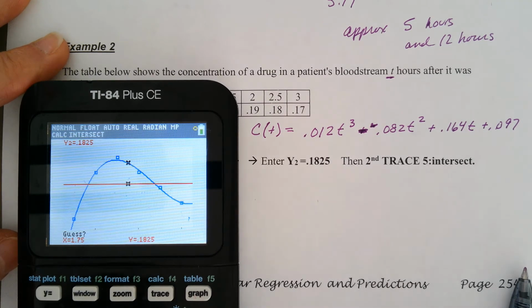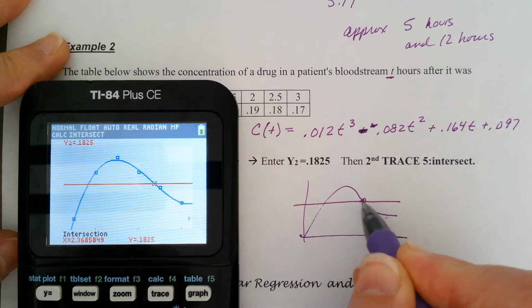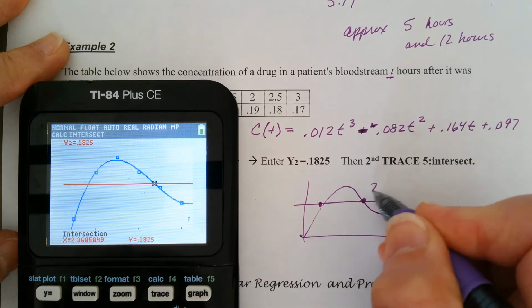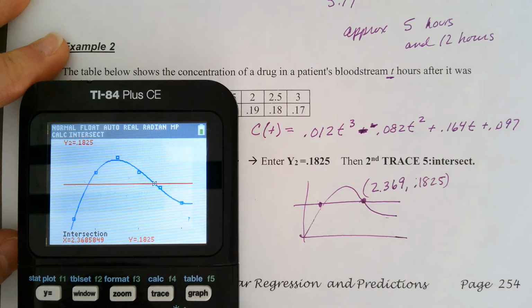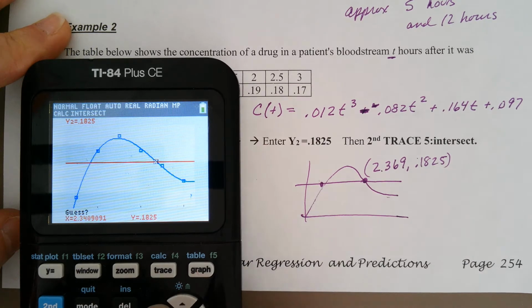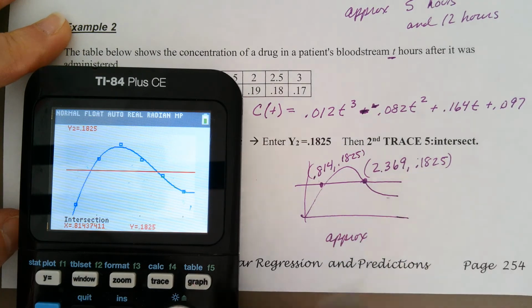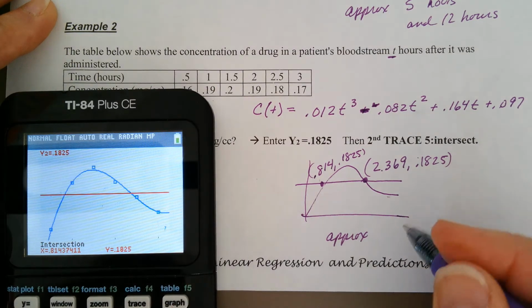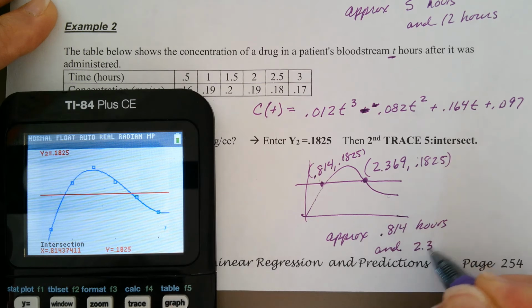Second trace, number 5. Let's do a quick sketch of this. We got something like this. 0.369. And the other point, enter. Move the cursor closer to the other point of intersection. 0.814. So at approximately 0.814 hours and 2.369 hours.